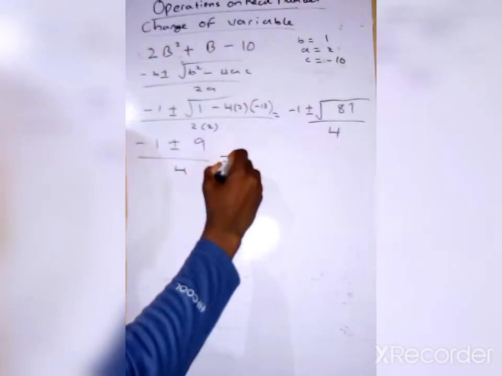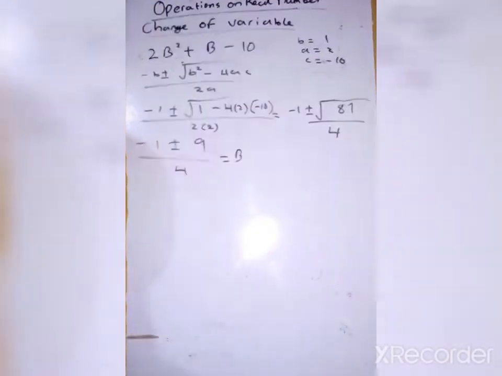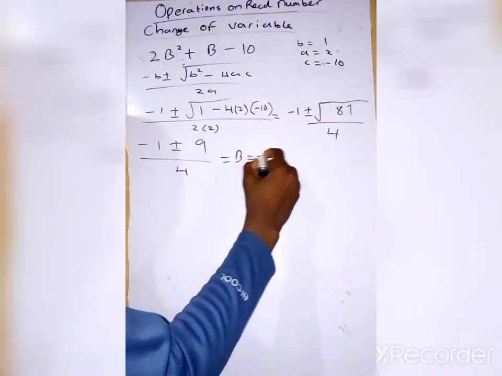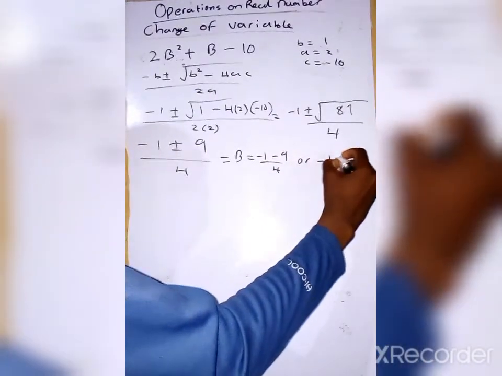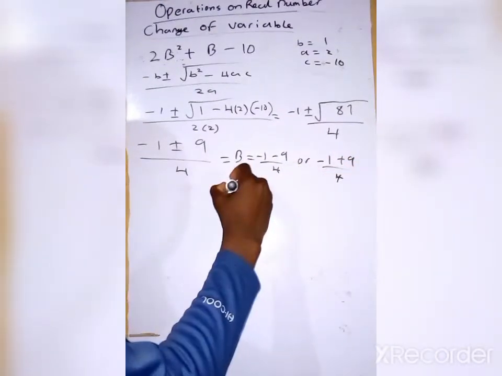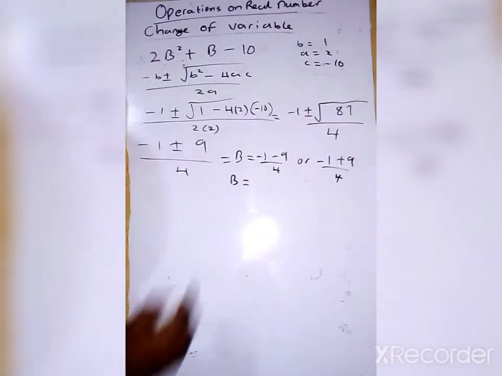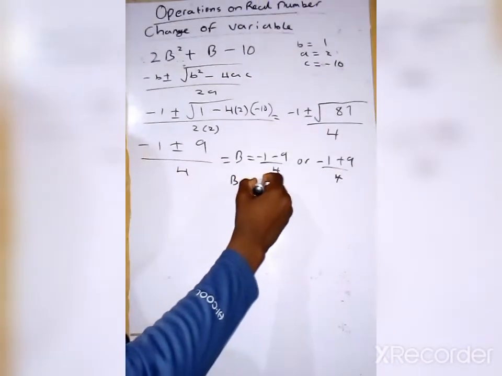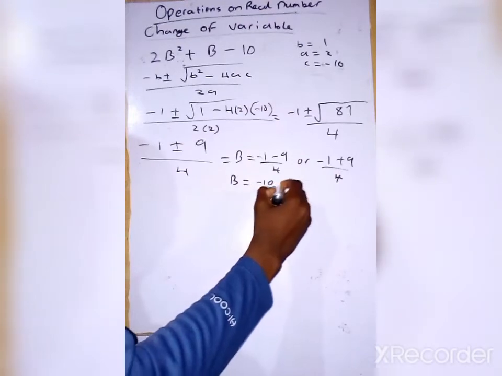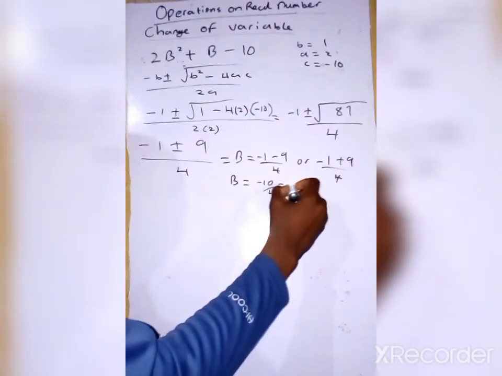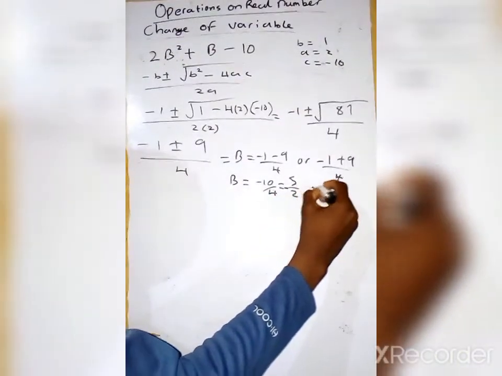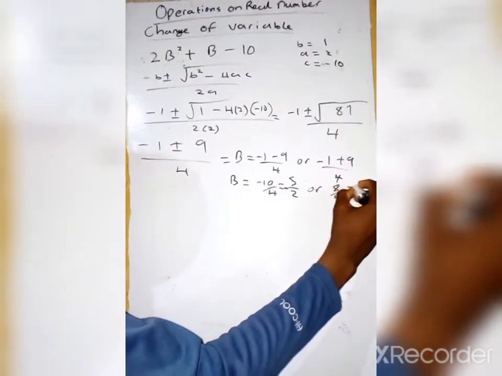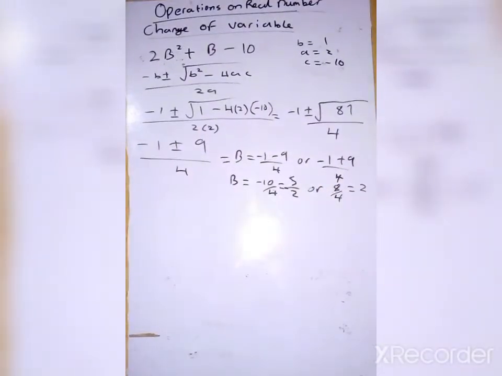Now we have minus 1 plus or minus the square root of 81, which is 9, over 4. So b equals minus 1 minus 9 over 4 or minus 1 plus 9 over 4. So b can be equal to minus 1 minus 9, that's minus 10 over 4. This can be divided by 2 here, 5, 2 here, 5, and b is minus 5 over 2. And the second one is minus 1 plus 9, or 8 over 4, which is 2. So hence I have the values of b.